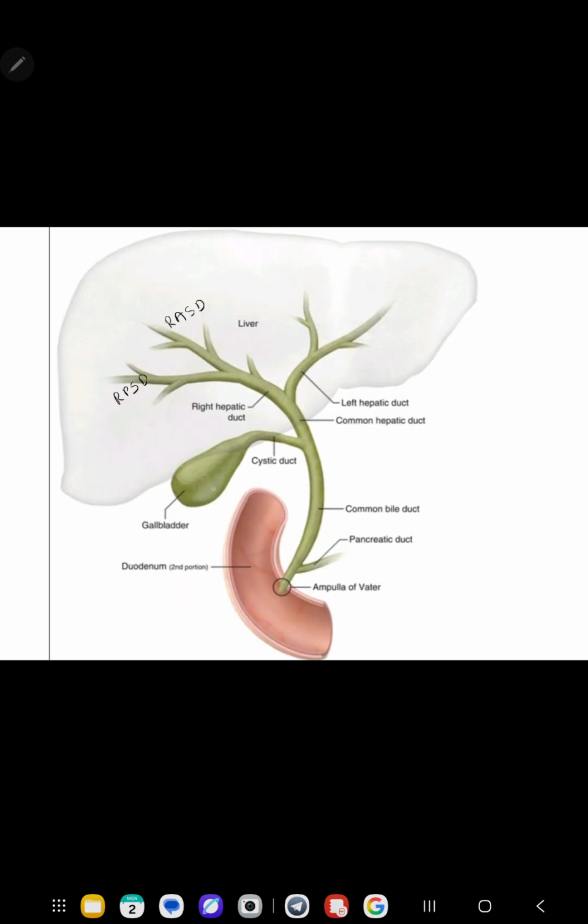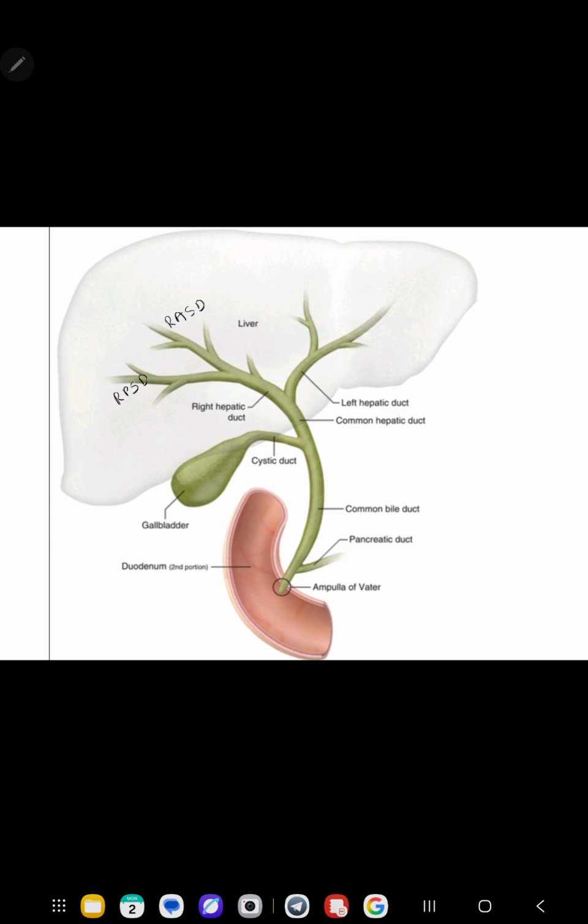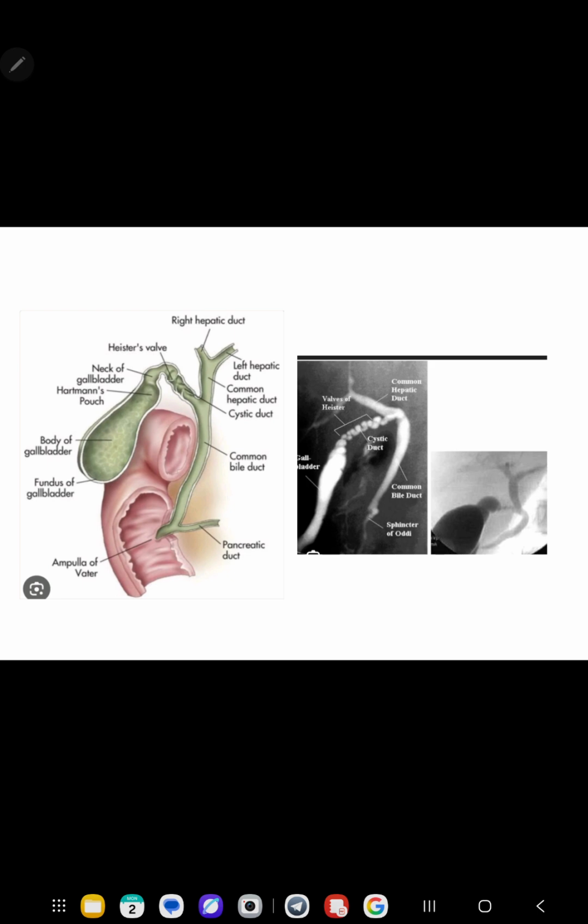So this is the anatomy: gallbladder, cystic duct. Gallbladder itself has got the fundus, body and neck of gallbladder, then cystic duct, and here it is right and left hepatic ducts. They form common hepatic duct. Common hepatic duct with cystic duct form common bile duct. They join with pancreatic duct and ampulla of Vater, the second part of duodenum.